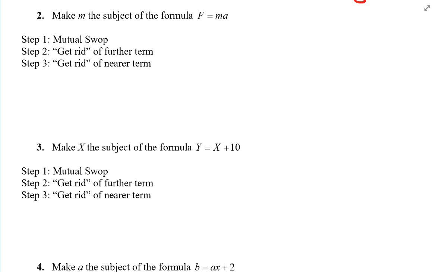I'm going to continue with question 2. Make M the subject. Okay, I'm supposed to make M the subject. So I'm going to box out the letter M. First thing, check. M is on the right side. But if I want to make M the subject, I need to make sure it's on the left side. Okay, according to step number 1, let me do a mutual swap.